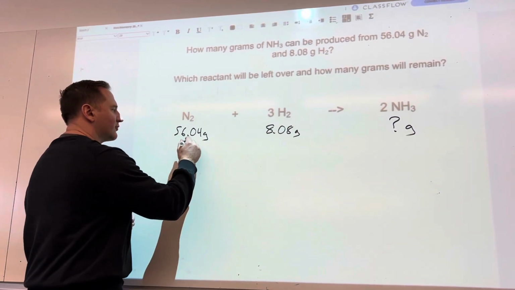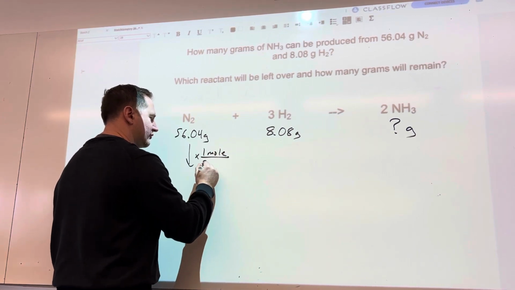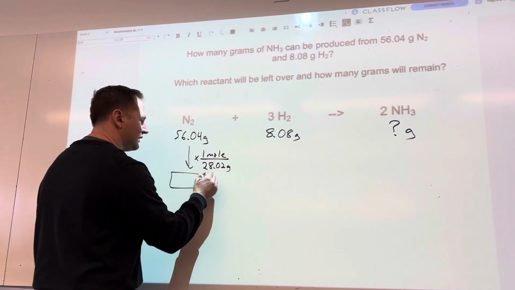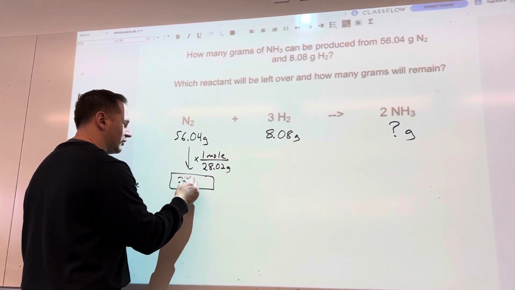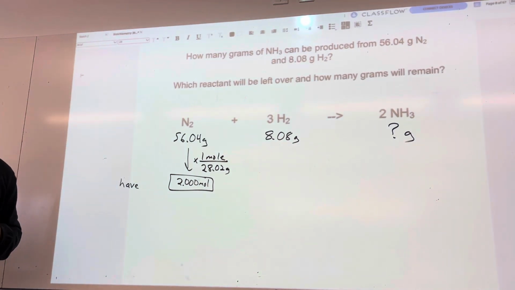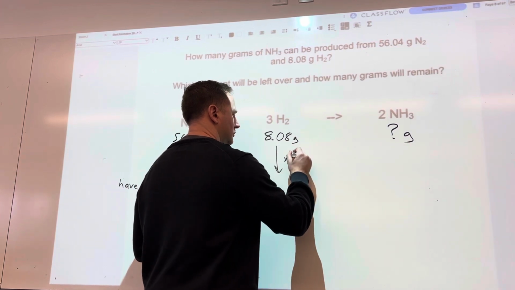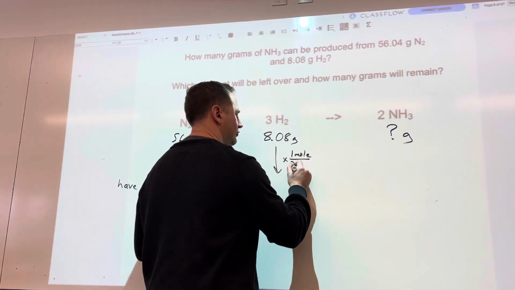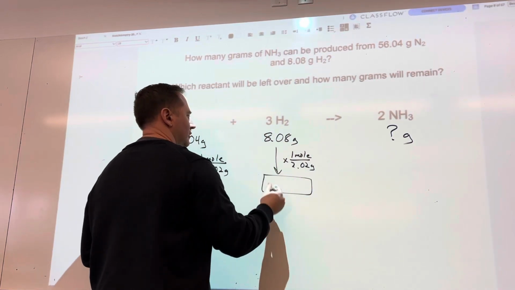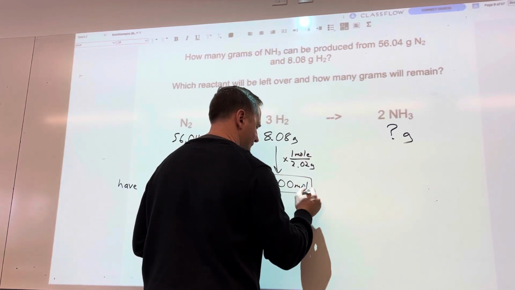So doing this for nitrogen, 1 mole of N2 is 28.02 grams. So nice and cleanly here, we have 2.000 moles of nitrogen to start with. Now for hydrogen, 1 mole is 2.02 grams. So we have exactly 4.00 moles.